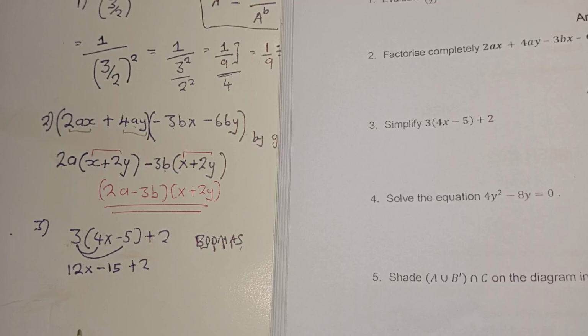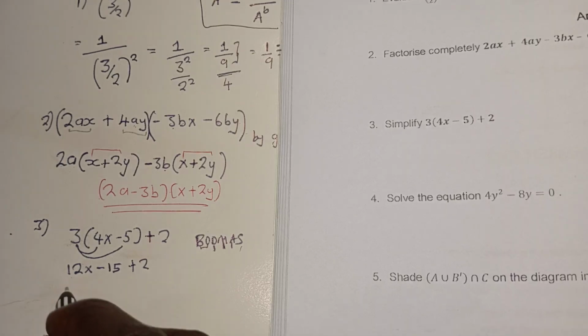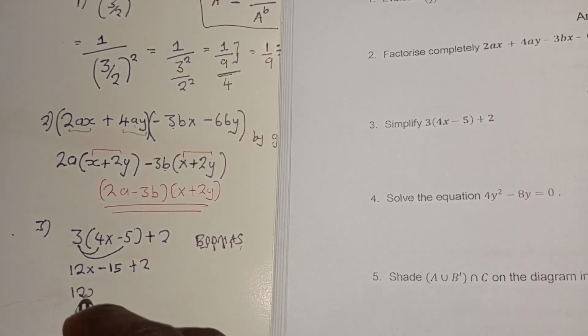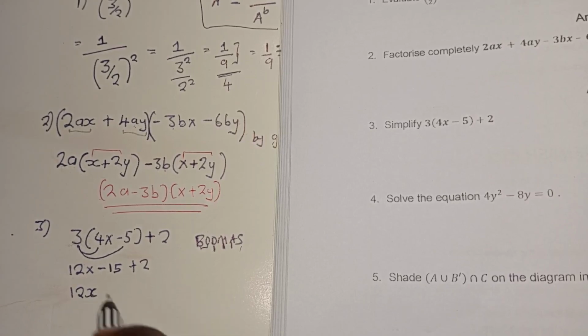Now here we notice that this is another term, but these two terms are the same. We can add. So it's going to be 12x, okay, 12x negative 15 plus 2. This will give us negative what? 13. Why is this negative 13?